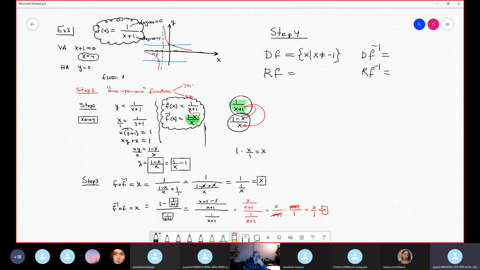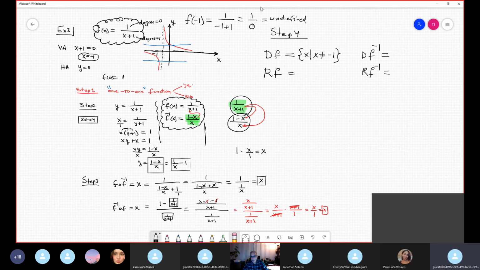Do you understand why? Because if you plug in -1 here, f at -1 is 1 over -1 plus 1, and -1 plus 1 is 0, and division by 0 is undefined. Completely undefined. No good. -1 is a bad guy. It's a restriction. It's all real numbers except -1, exactly, because at -1 we have a vertical asymptote.